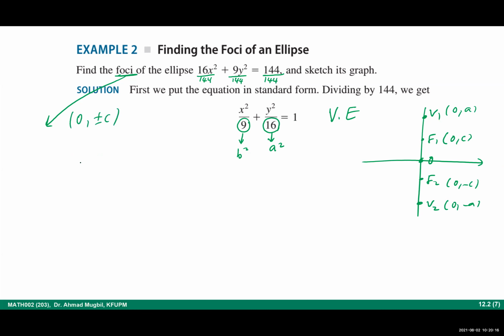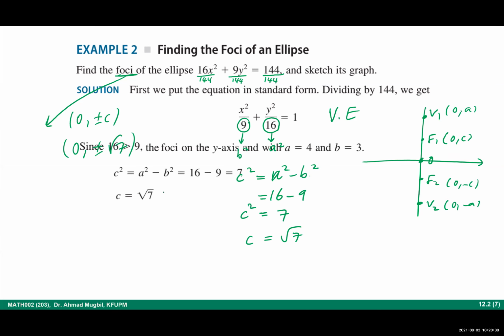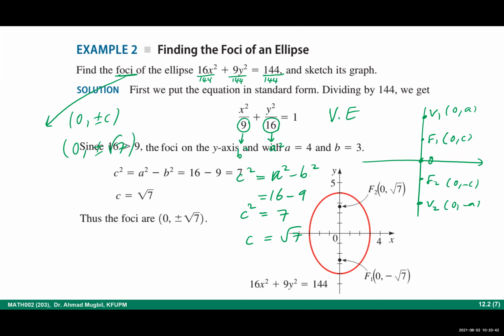All you need to do is to find C. What is C? C squared will be A squared minus B squared, the bigger minus the smaller. So it will be 16 minus 9, which is 7. So C is square root of 7. This means that the foci are 0 and positive or negative square root of 7. Of course, you need to sketch the graph if you want. It is not difficult at all.